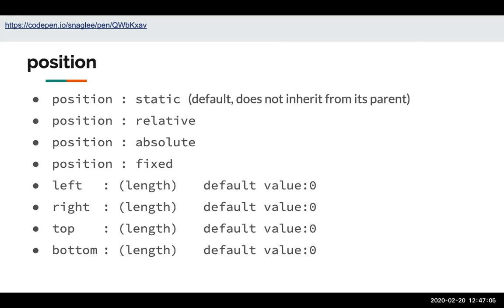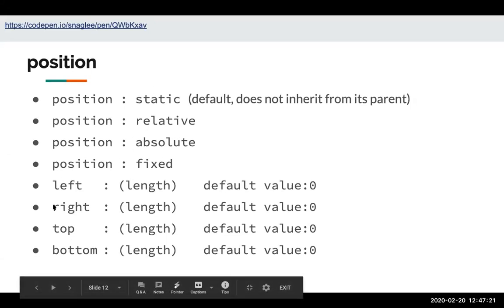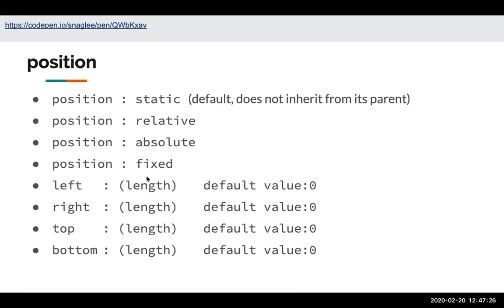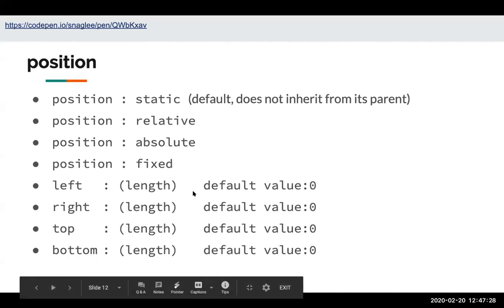So there are more values that you can use, but largely four important ones: static, relative, absolute, and fixed. The position property can take these values, and it typically comes with four other properties: left, right, top, and bottom. The value of these four should be a length, and the default value is zero. So let's go one by one.